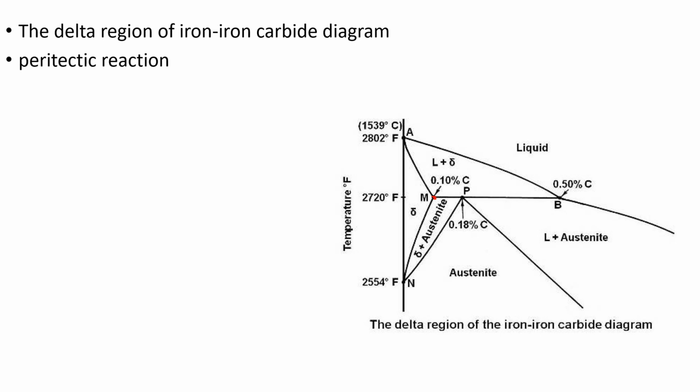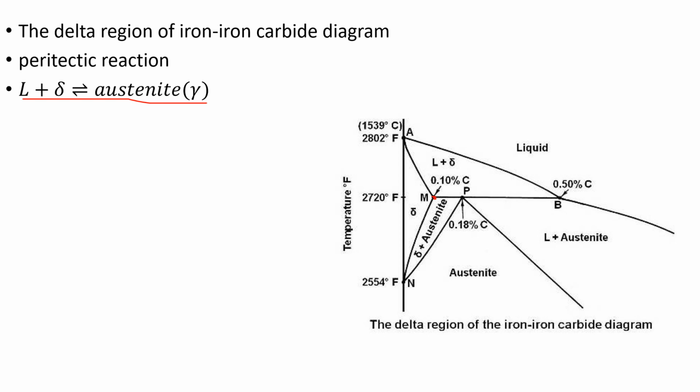If we compare this point M with the gamma solid solution, that one is much greater. The presence of carbon influences the delta to austenite region, converting delta to austenite. This is the peritectic reaction: liquid iron solution plus delta converts to austenite. The allotropic change occurs when carbon is added to the iron.